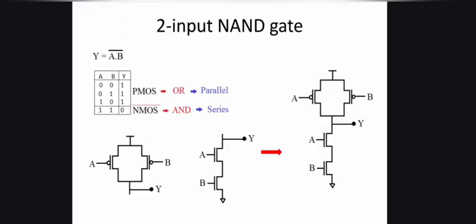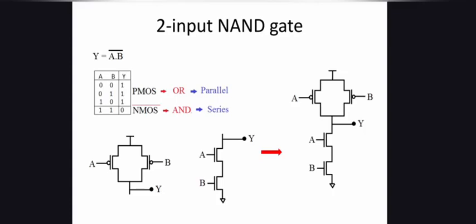In this video we are going to see how to write the CMOS structure for the various gates as well as for the various complex equations. First we will start with the 2-input NAND gate. First step is to write the truth table for the given expression. For the NAND gate we have to write the truth table.